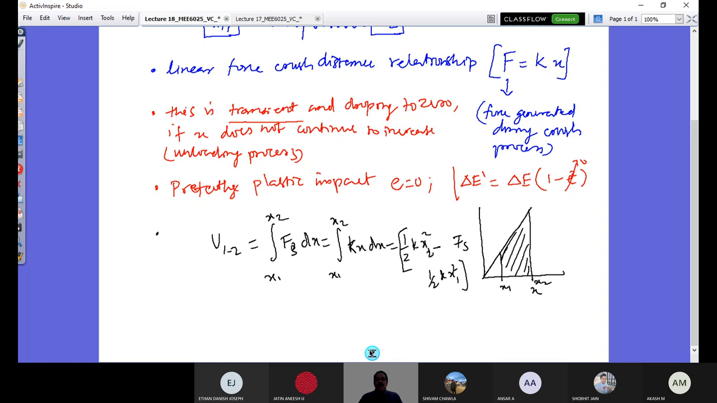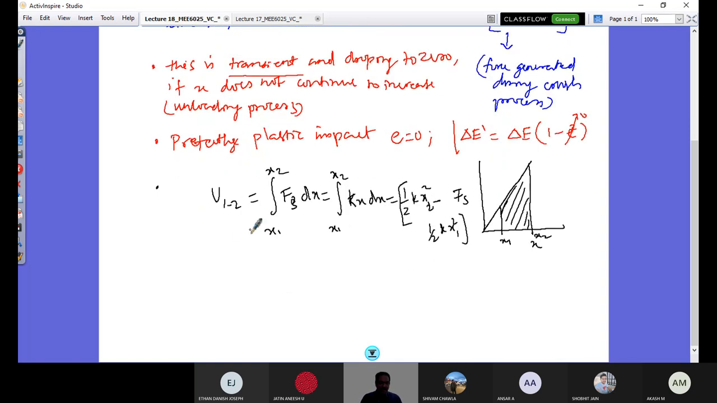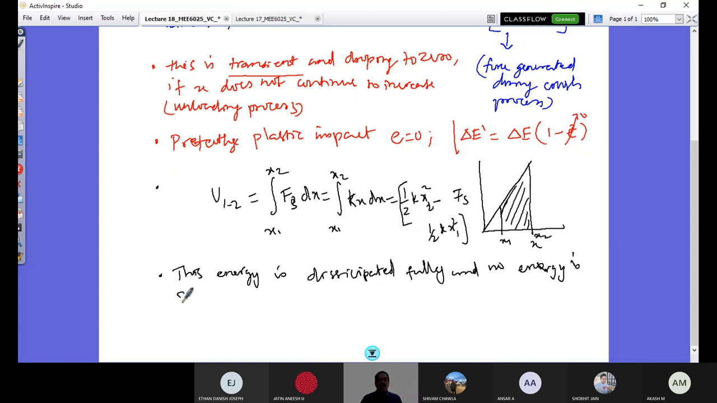In the collision process, this entire energy is getting dissipated and is not stored. So this energy is dissipated fully, and no spring energy is stored. This is what you should be aware of when you make this simplified model to represent a vehicle head-on collision.